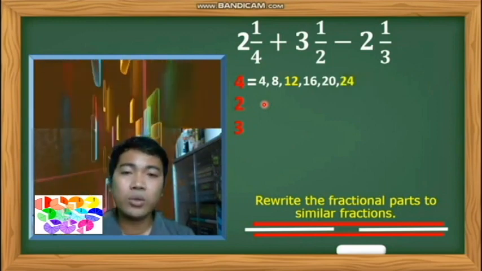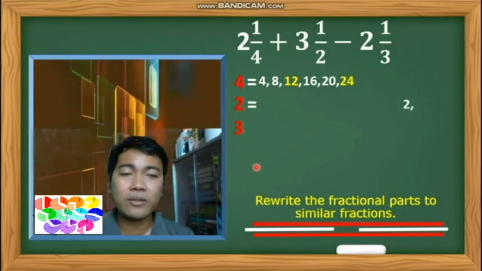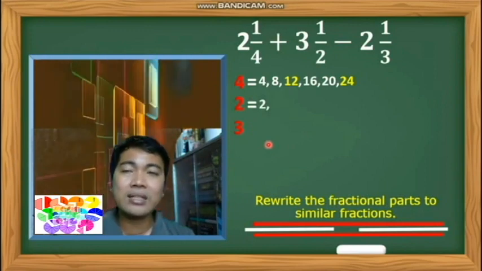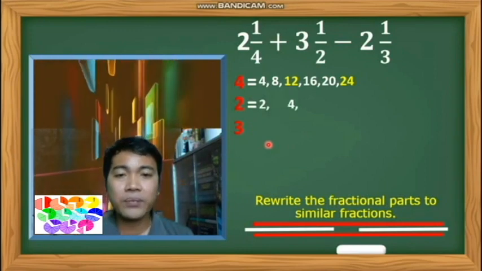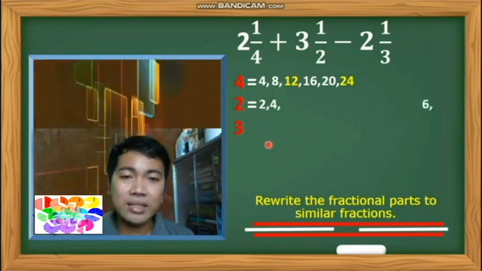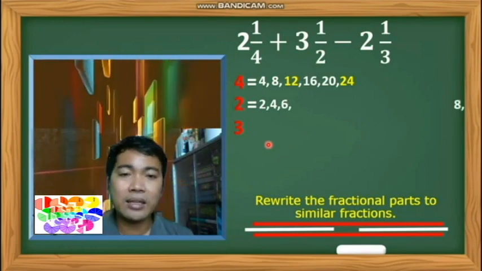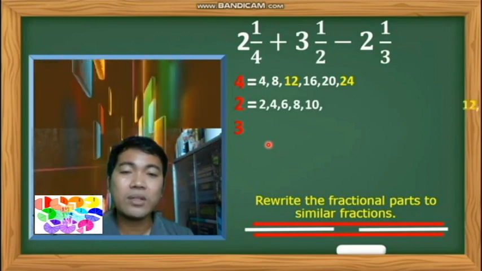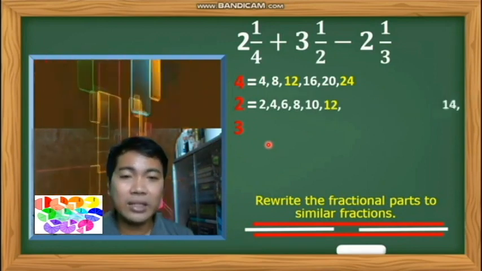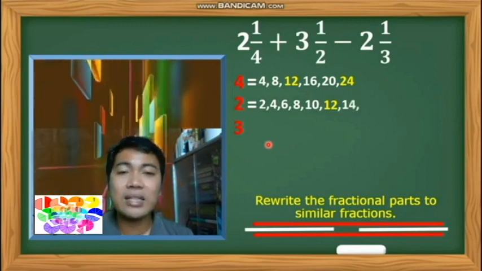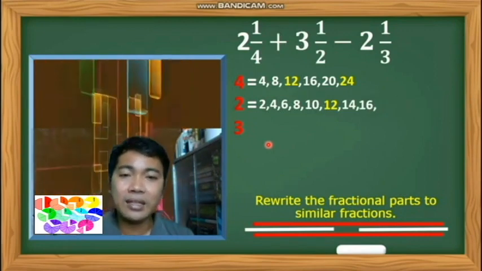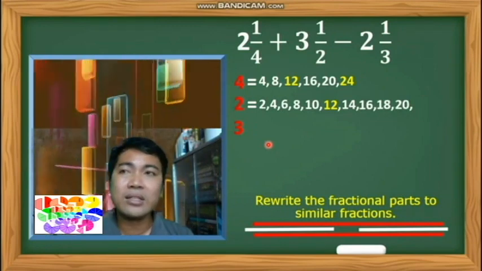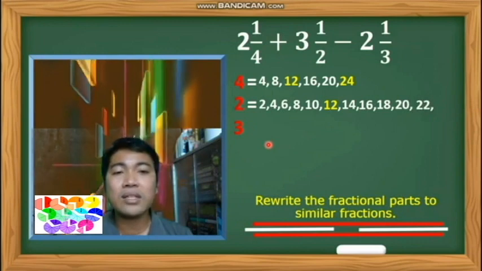Next is 2. So 2 times 1 is 2. The first multiple of 2 is 2 itself, yung sarili niya. So next, 2 times 2 is 4. 2 times 3 is 6. 2 times 4 is 8. 2 times 5 is 10. 2 times 6 is 12. 2 times 7 is 14. 2 times 8 is 16. 2 times 9 is 18. And 2 times 10 is 20. 2 times 11 is 22. 2 times 12 is 24.